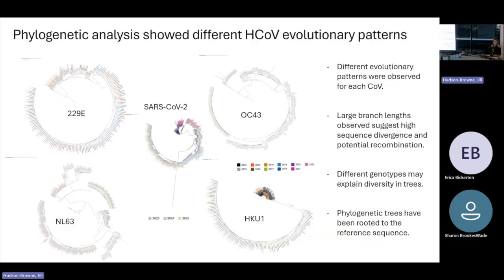I also completed a phylogenetic analysis, and the immediate takeaway from this is that all of the viruses look slightly different. Longer branch lengths could be indicative, well, they are indicative of large changes from previous samples, which could also represent recombination. If we look here at HKU1, and this analysis is currently being completed by Kate at the University of Edinburgh in Andrew Rambaut's lab to fully unpick how much recombination is contributing to evolution over time.